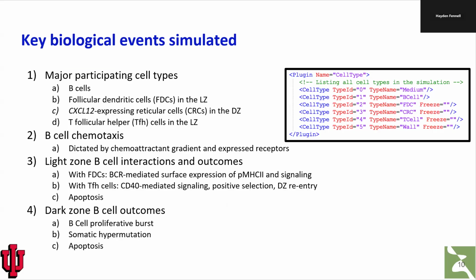And in the dark zone B cells, we're primarily describing the B cell proliferative burst, which we also call clonal expansion, and also somatic mutation, as well as apoptosis if the mutation is deemed too damaging.